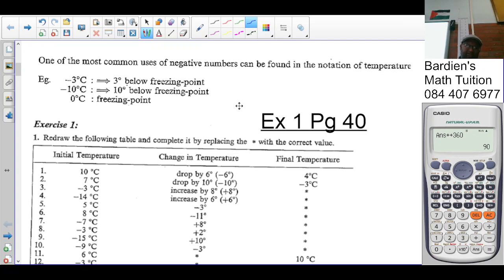But anyway, we are told that one of the most common uses of negative numbers can be found in temperature. For example, negative 3 degrees Celsius, which is 3 degrees less than the freezing point. At what temperature does water freeze? 0 degrees, no? So 3 degrees less than that is negative 3 degrees. And boiling point is 100 degrees. Negative 10 degrees is 10 degrees below the freezing point, whereas the freezing point is 0. So write that down.